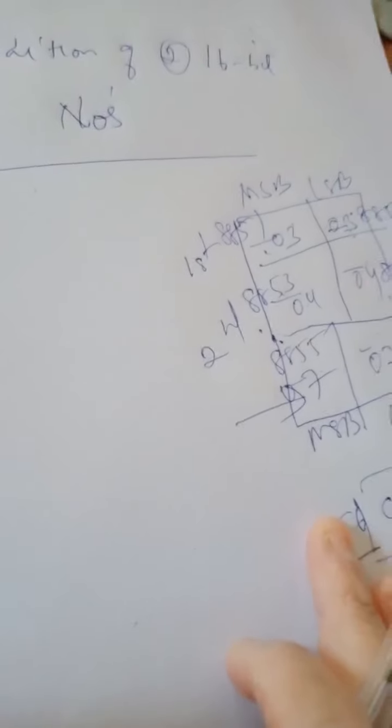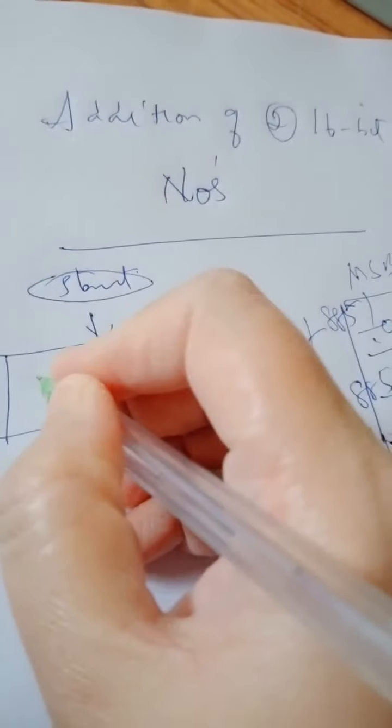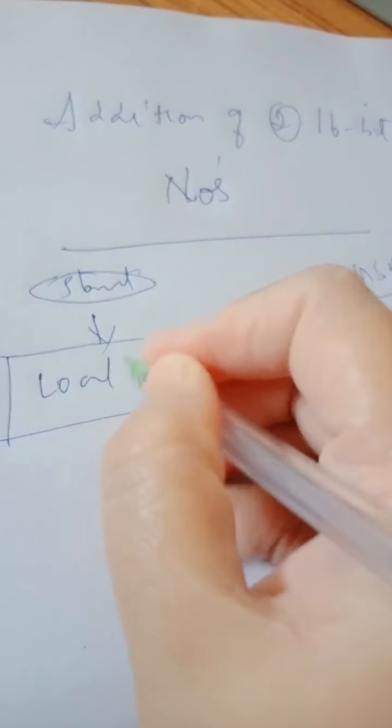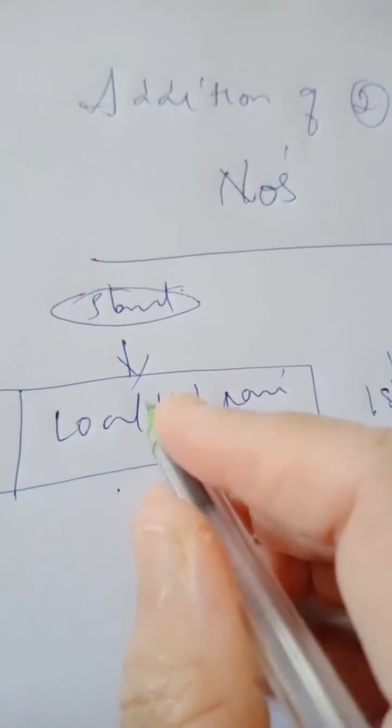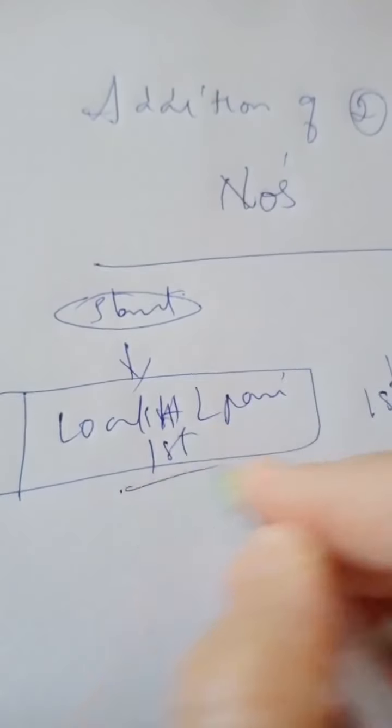Now for writing this program, what we have to do? First I will draw the algorithm of this program. Okay, first roughly I am drawing. Start the algorithm. Next, first we have to load the HL pair. Okay, data will be in the HL pair. So the first number will come in the HL pair.